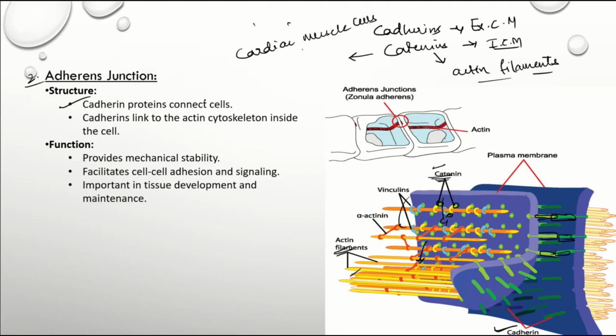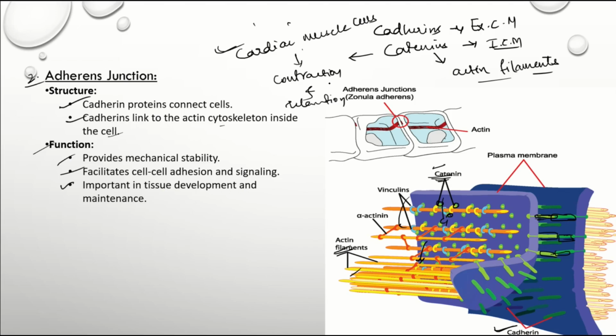Cadherin is a protein that connects cells. Cadherin links to the actin cytoskeleton inside the cell, right? This is the structure and function. It provides mechanical stability, as I said, in the cardiac muscle cells, due to contraction and relaxation. Next, it facilitates cell to cell adhesion and signaling. So by these protein molecules, cell to cell signaling can also be done, and cell adhesion means joining, right? It is very important in tissue development and maintenance of the tissues.